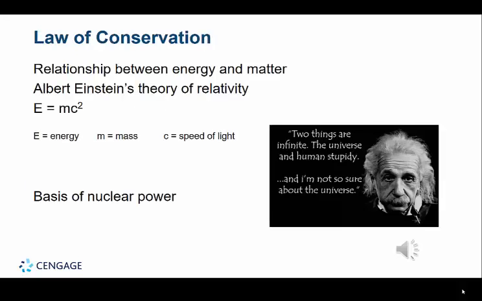Albert Einstein described the interchangeable relationship between matter and energy. He described this mathematically as E equals mc squared. E stands for energy, m stands for mass, and c stands for the speed of light. And this relationship is the basis of nuclear power.